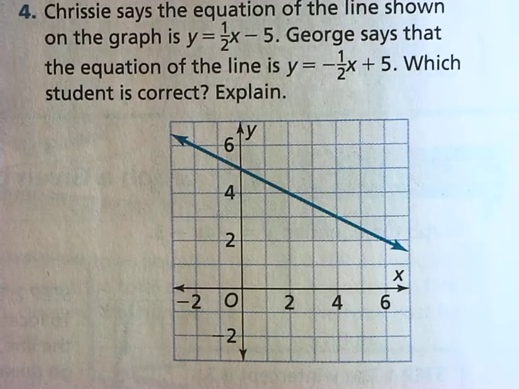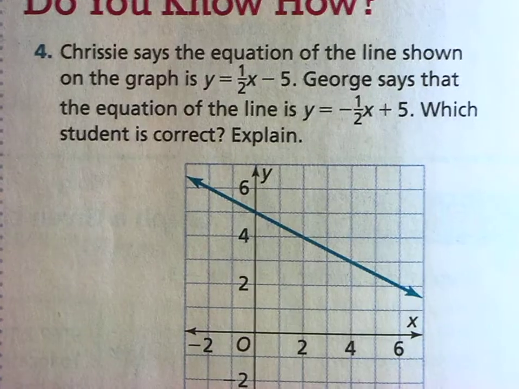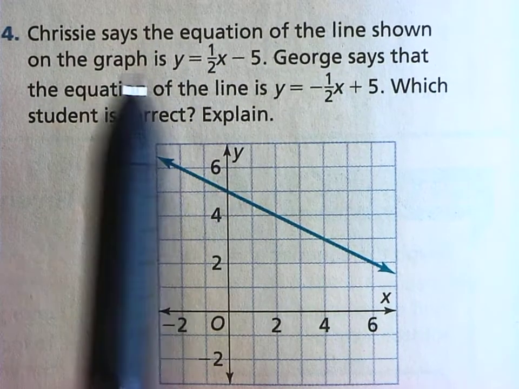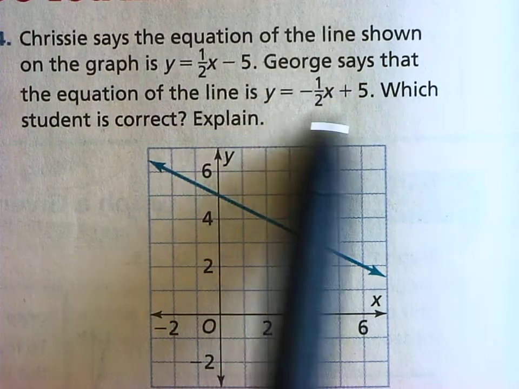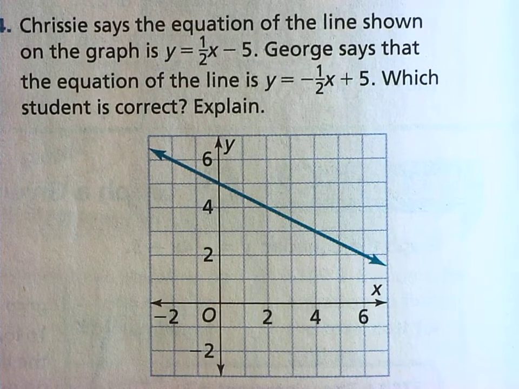Okay, so if you're looking at number 4 under the "Do you know how" section, Chrissy says the equation of the line shown on the graph is this. George says that the equation should be this. Which student is correct? Explain.